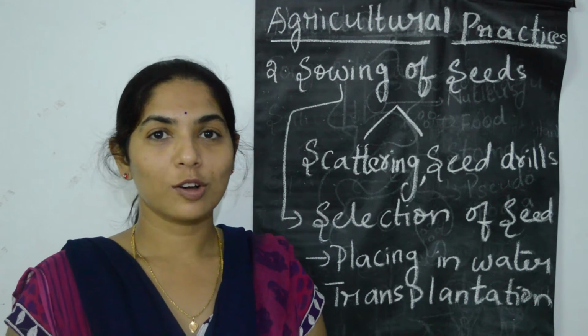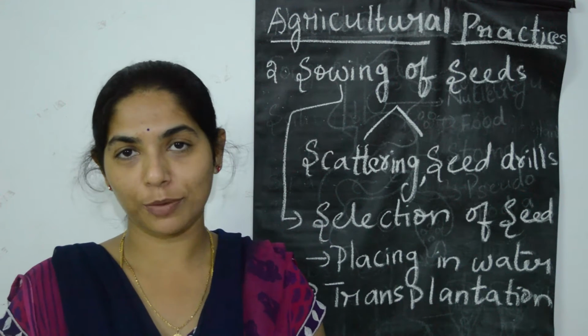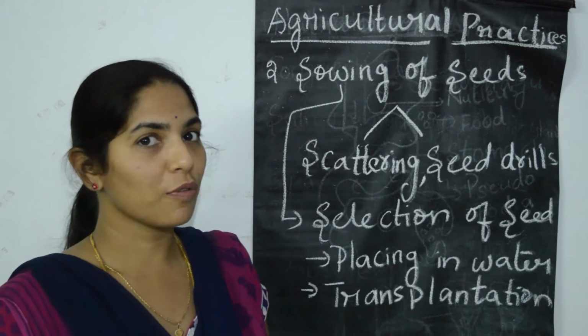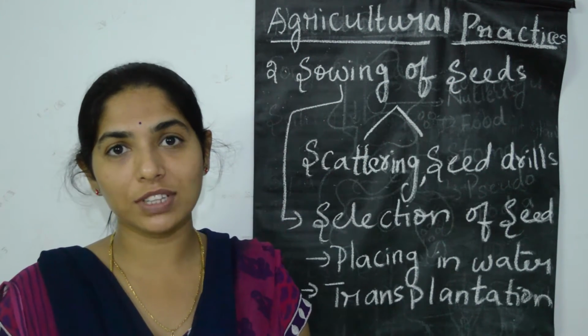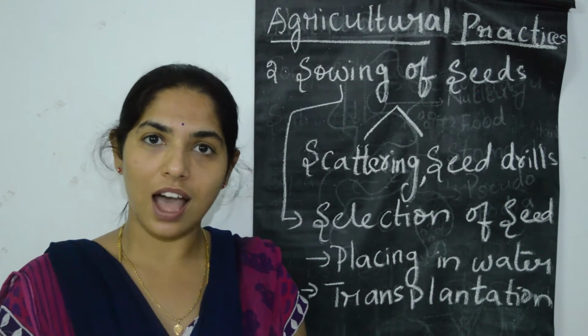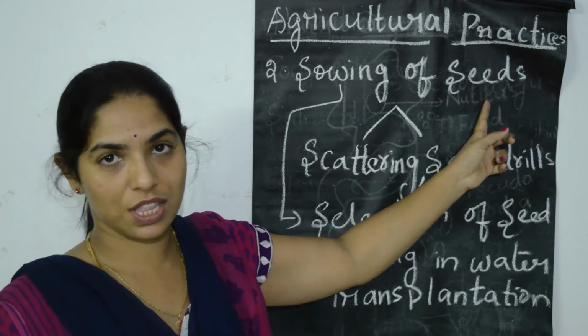Hello all, good morning. And before we go on to the next topic, let us recall the topic we have done in the previous session. We were discussing the basic agricultural practices and we have finished the first step, that is preparation of the soil by ploughing, leveling and manuring. Now let us see the second step, that is sowing of seeds.